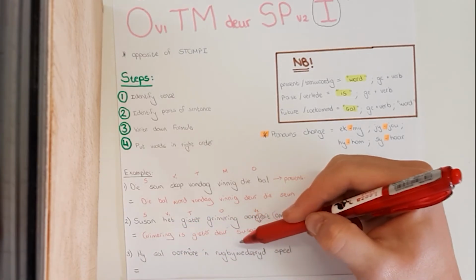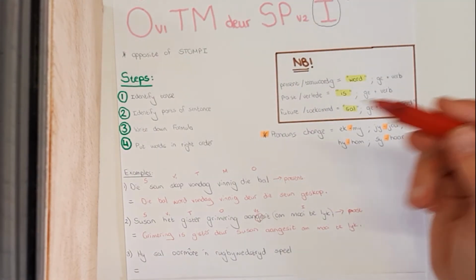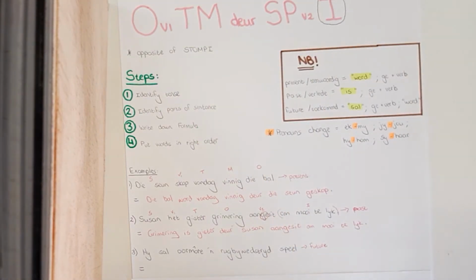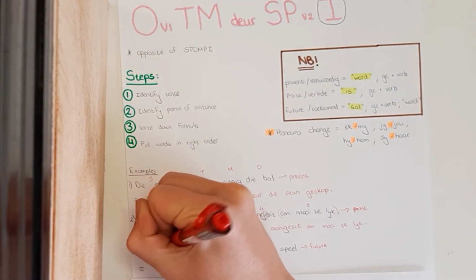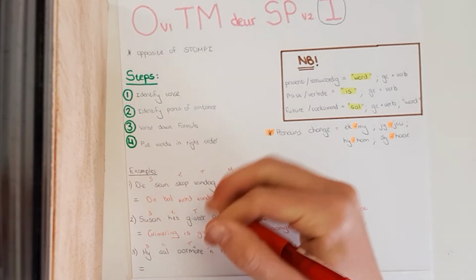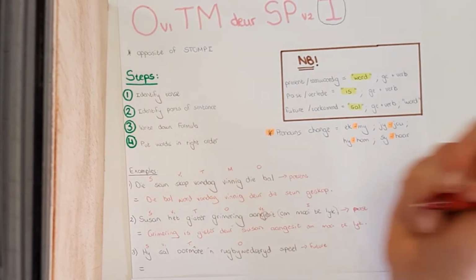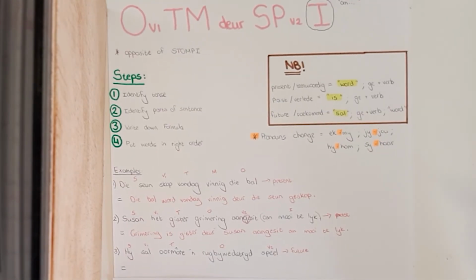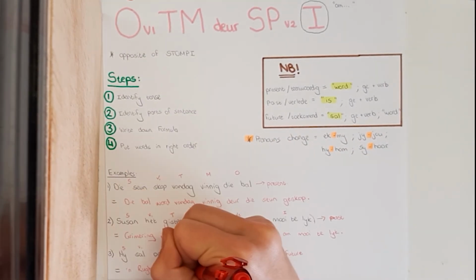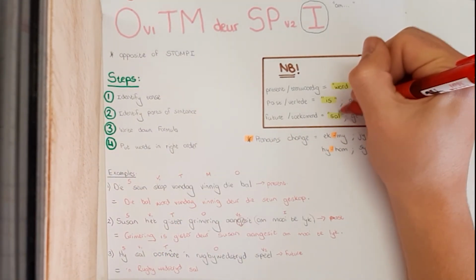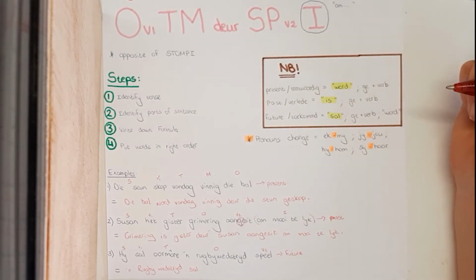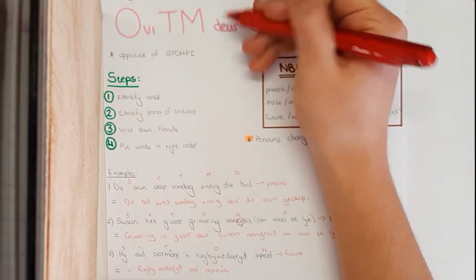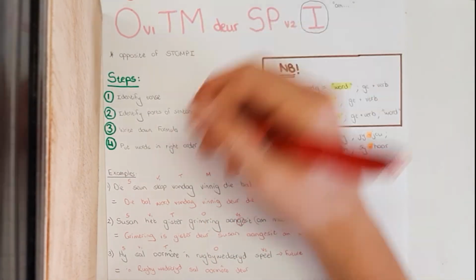Hy sal oormôre 'n rugbywedstryd speel. Identify the tense. Sal tells us it is future tense. Now we're going to identify the parts of the sentence. Hy is my subject, sal verb 1, oormôre time, 'n rugbywedstryd is my object, speel verb 2. We have our formula. Let's put the words in the right order. Object, sal, because they want verb 1 and here's my verb 1, sal, time, oormôre, there's no manner, deur, subject.